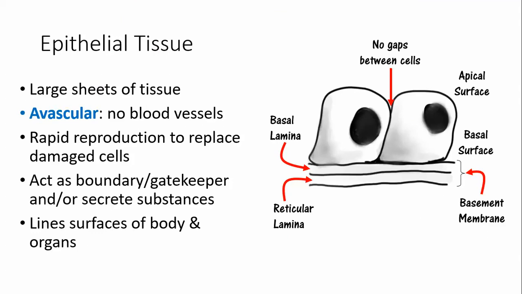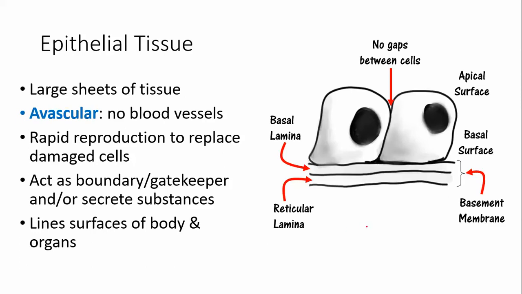Epithelial tissue is made of large sheets of tissue that are going to cover either an organ or perhaps the whole surface of the body as the skin does. It is avascular, meaning there are no blood vessels running through epithelial tissue, which is very logical because epithelial tissue is a gatekeeper, it is a boundary, it is forming a border between an organ and the rest of your body, or between your body and the outside environment. And you don't want it to be perforated or have a bunch of holes poked through it for blood vessels.